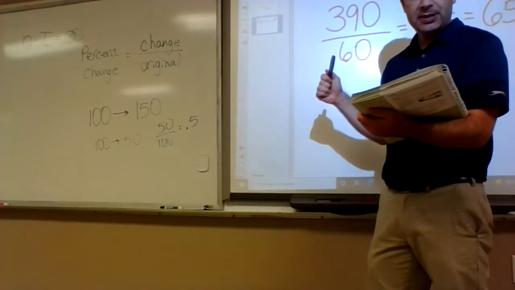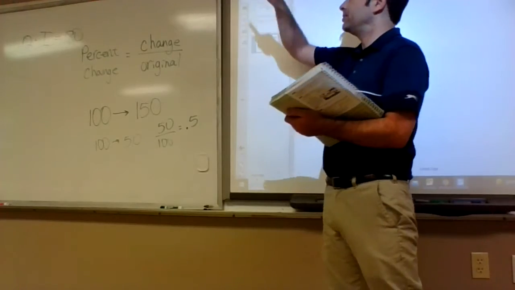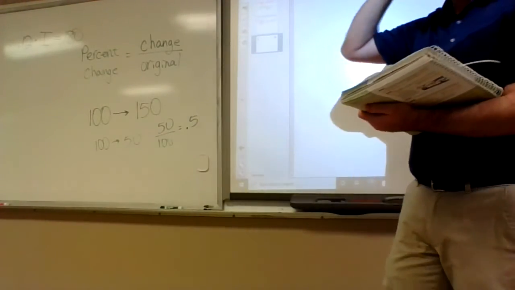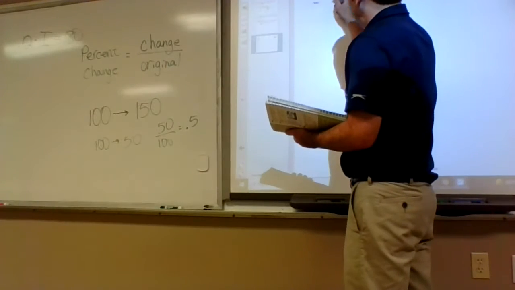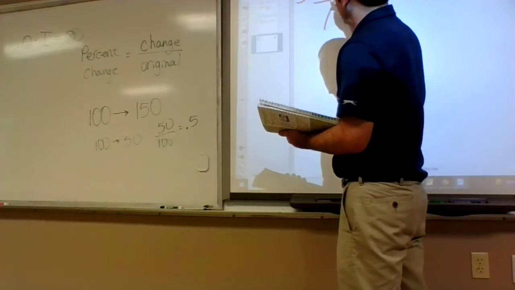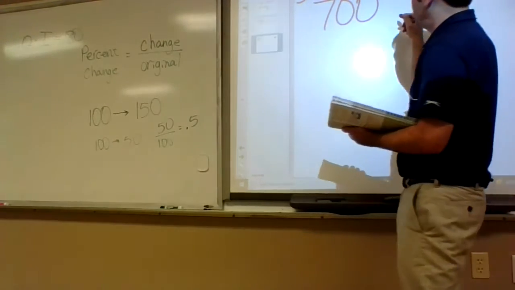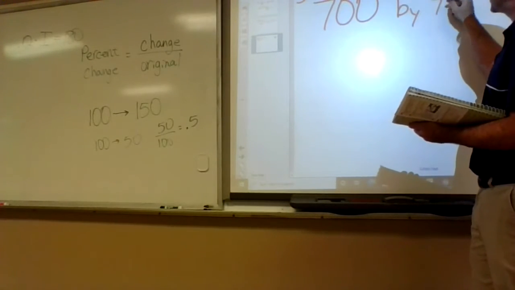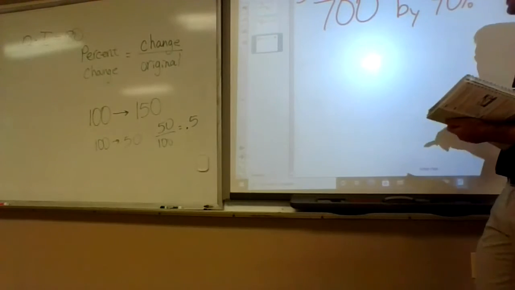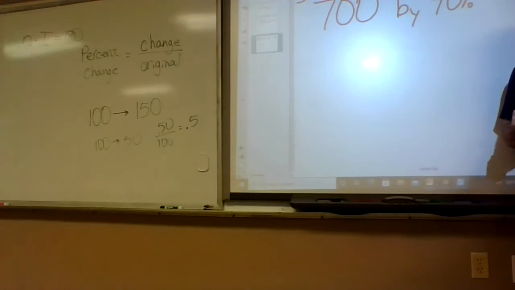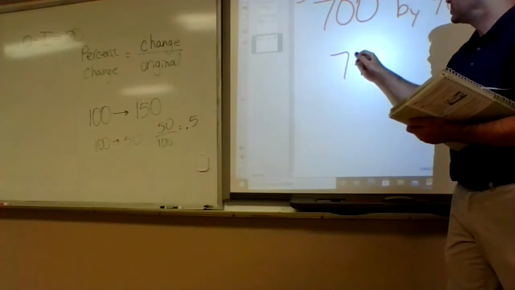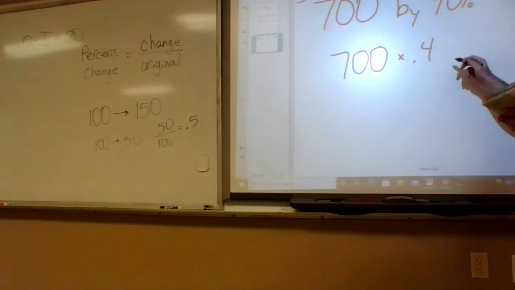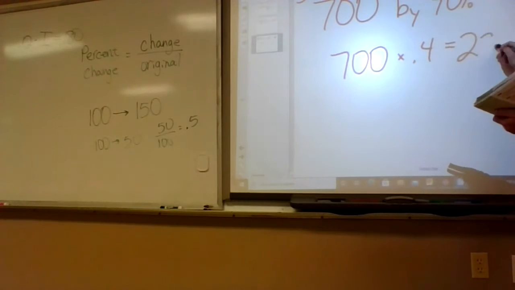Okay, number 5. This is a little bit new. Actually, you might have seen it last year, but you probably forgot if you did. Okay, so actually, I'm going to ask you guys, what do you think? We're trying to increase 700 by 40%. 700 times 0.40. Okay, she said 700 times 0.40 or 0.4. That's going to be 280.